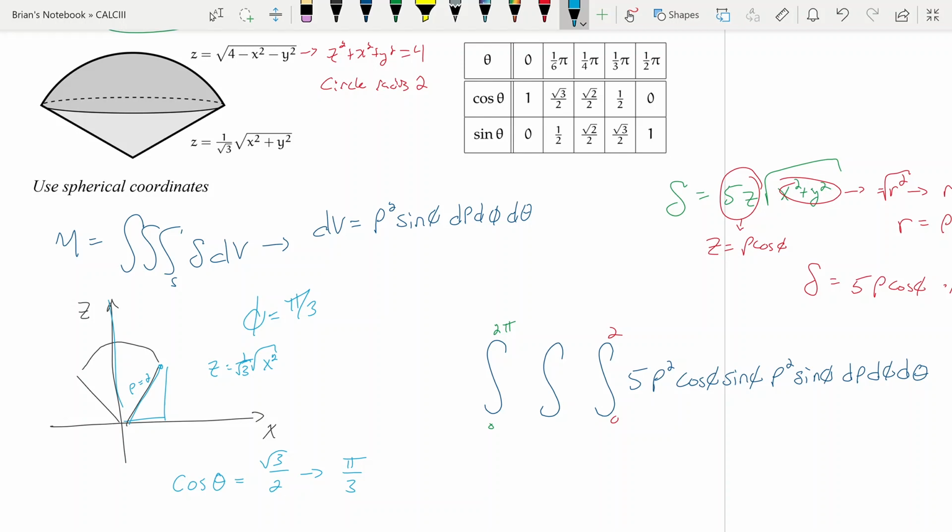But what you should get is that this angle phi is pi over 3. So what we get is a phi value from 0 to pi over 3. So we're going to be at 60 degrees.